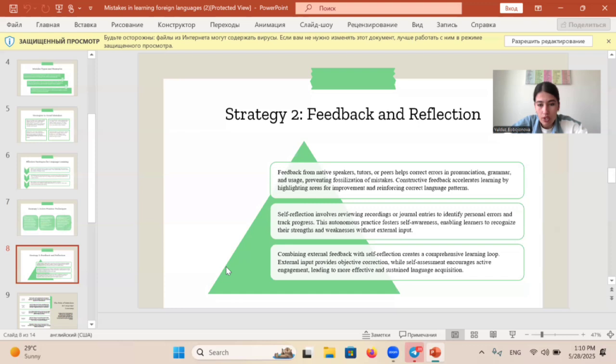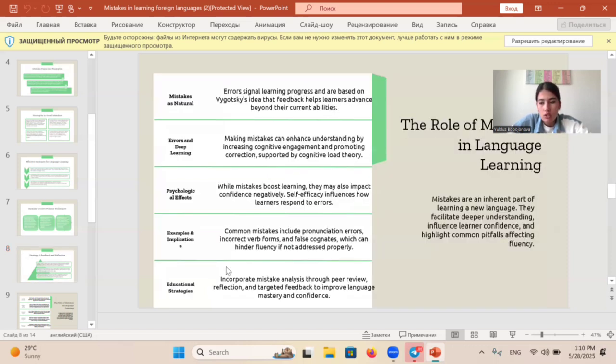Self-reflection involves reviewing recordings or journal entries to identify personal errors and track progress. This autonomous practice fosters self-awareness, enabling learners to recognize their strengths and weaknesses without external input. Combining external feedback with self-reflection creates a comprehensive learning loop. External input provides objective correction, while self-assessment encourages active engagement, leading to more effective and sustained language acquisition. So, let's continue.